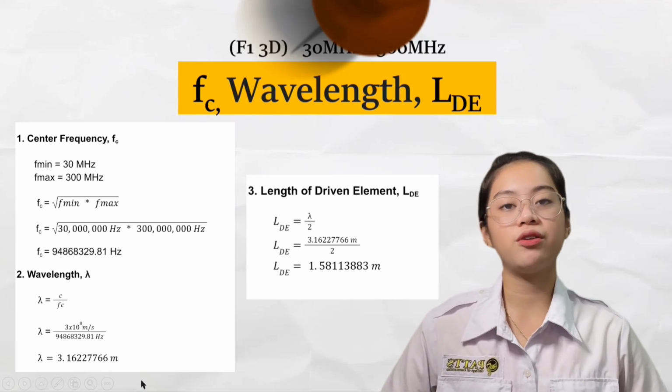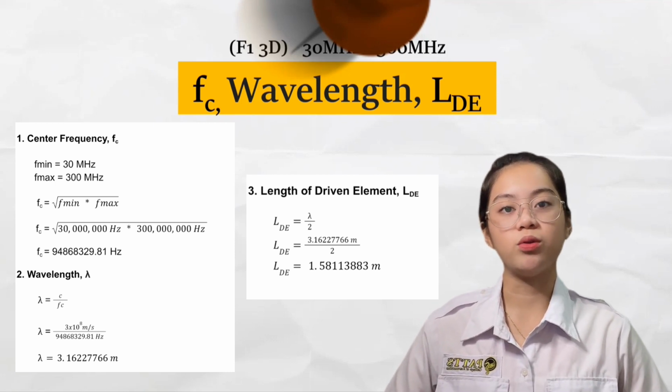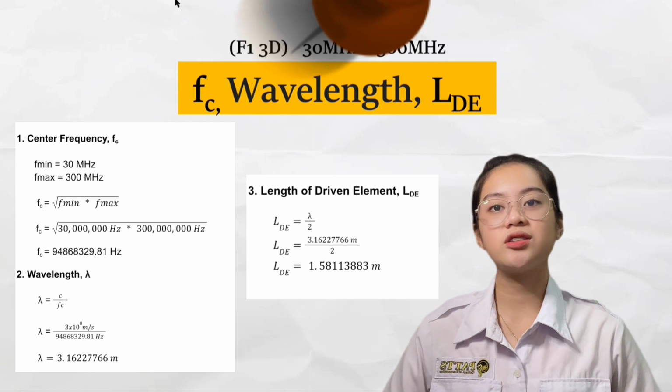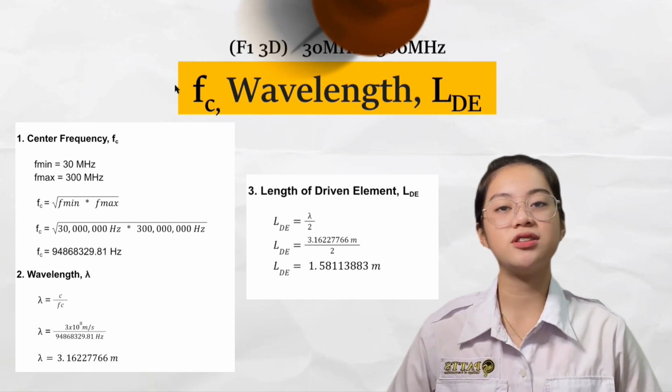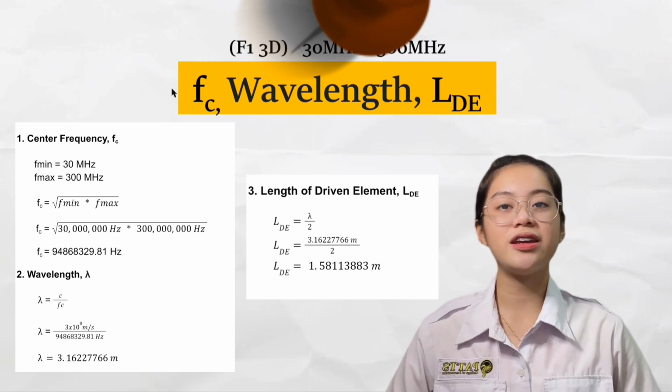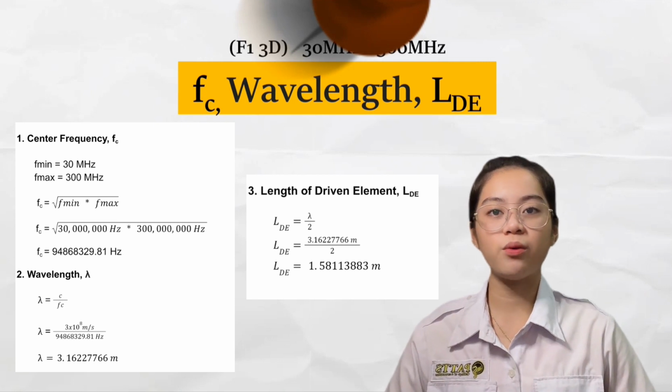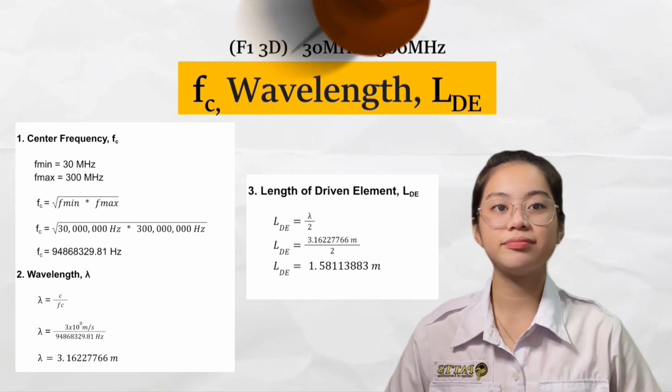Number 3, we have the length of driven element, in short, LDE. For the LDE, we have the formula wavelength divided by 2. So that will be 3.162277766 meters divided by 2. So the total LDE will be 1.58113883 meters.